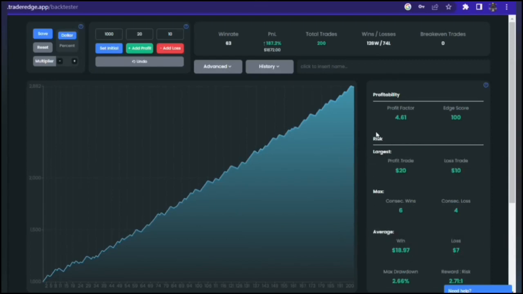Look at the risk factor. We managed to gain 6 consecutive wins against 4 consecutive losses. Therefore, make sure you do proper backtesting before using this strategy to know if it suits your trading style.